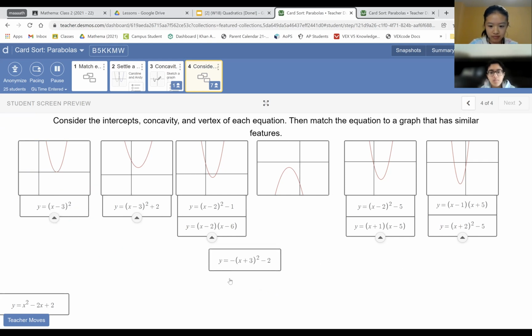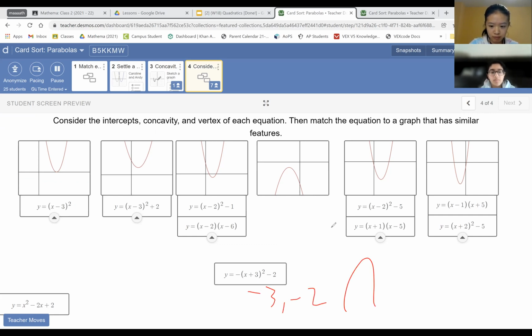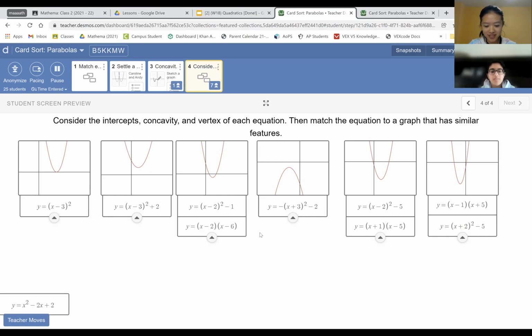And then y is equal to negative x plus 3 squared minus 2. This is in vertex format, and we can see the vertex is negative 3, comma, negative 2. But more importantly, it's concave down because its coefficient is negative. So that would mean we would connect it with the fourth graph. And we're done.